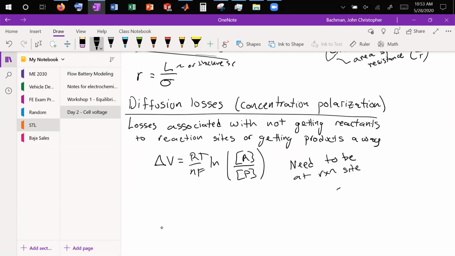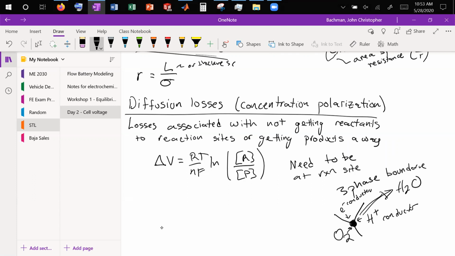So for example, we talk about three-phase boundaries in some of these systems. Basically, in a fuel cell, on the oxygen side, we need oxygen there. We need our proton conductor with protons. And we need our electron conductor. And where all three of these meet, they can all react together, right? And out can come water.